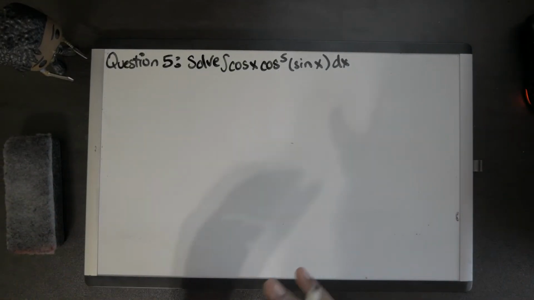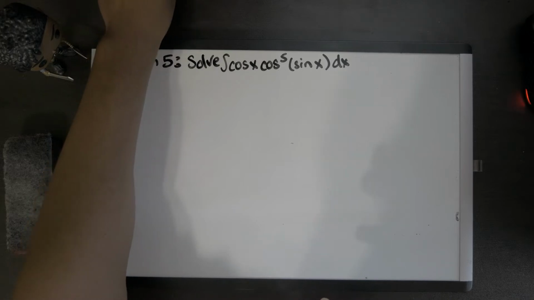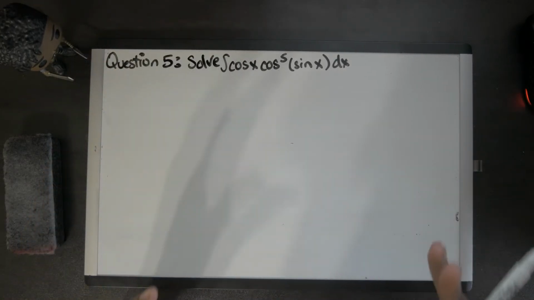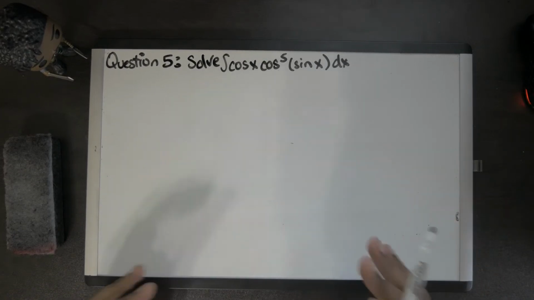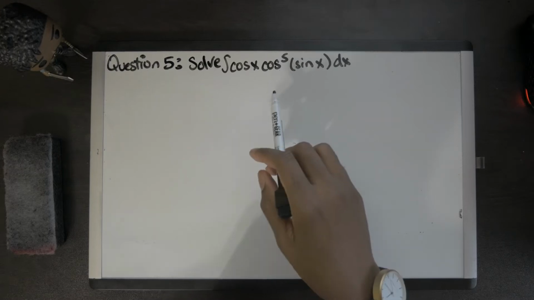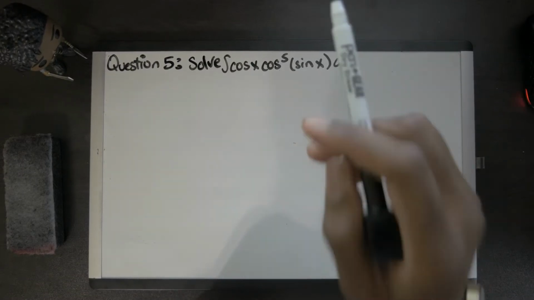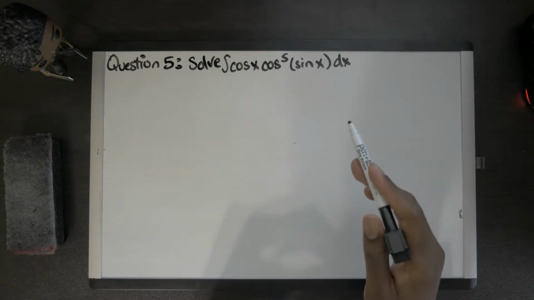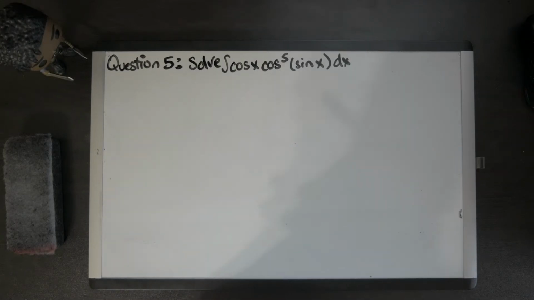All right, guys. Now we're on question number 5. And guess what? With question number 5, you know what that means? We're almost at the end. We can see the light at the end of the tunnel. But let's get down to solving the integral of cosine x, cosine to the 5th power sine x dx. So again, it's with respect to x, and we're going to go ahead and solve this integral.